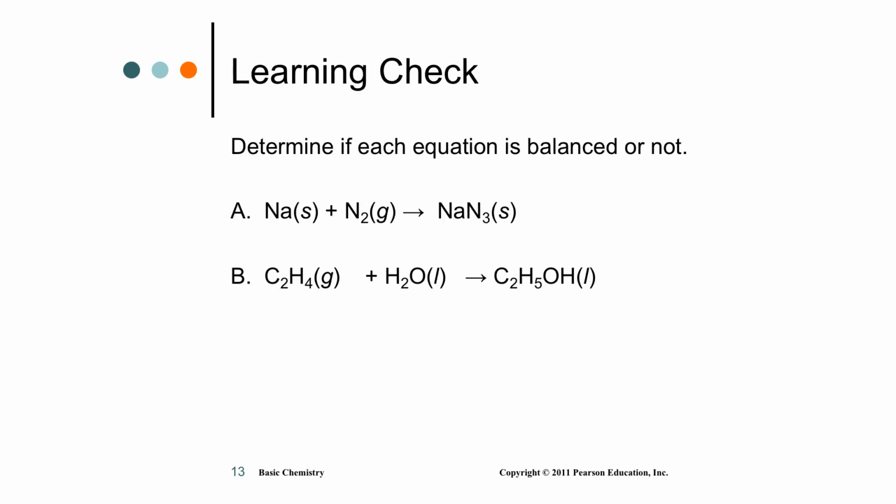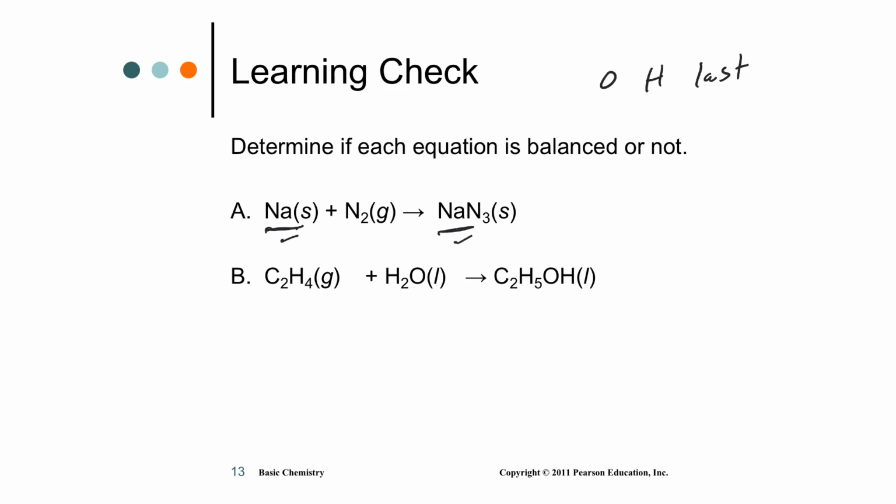Sodium plus nitrogen gas yields sodium nitride. Well, I start on the left. My rule of thumb is that oxygen and hydrogen last. I do everything else first, okay? And I'll do oxygens and hydrogens last. So I just start over here since it's the left. I've got 1 sodium. I look on the other side, I have 1 sodium. Great, my sodiums are fine, okay?